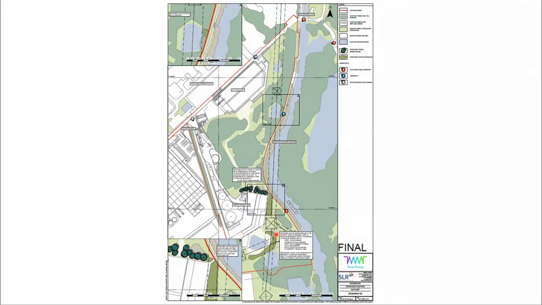The second condition, once again, these conditions overlap and interlink, so there will be repetition. Condition 12 requires the management of the ecozone, and all that this application seeks to do is to vary that existing condition to remove any reference to that previously approved landscaping scheme, and ultimately just put this new landscaping scheme within the wording of that condition 12.